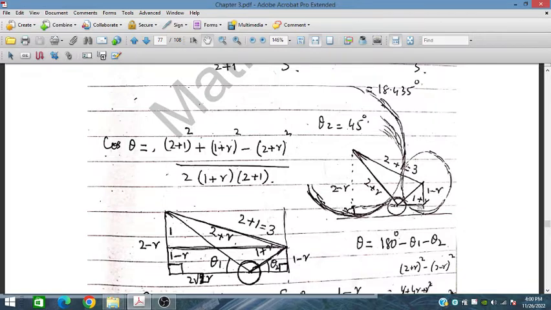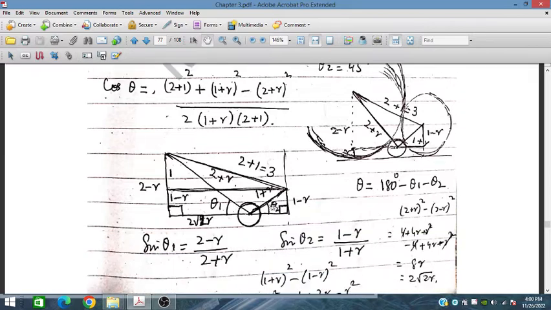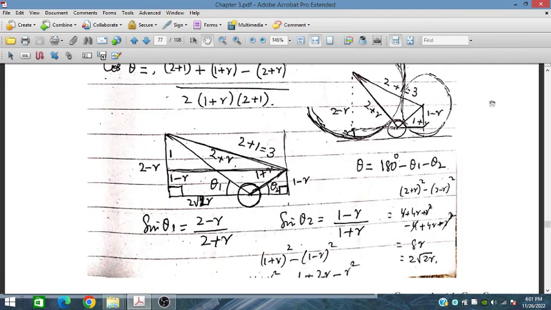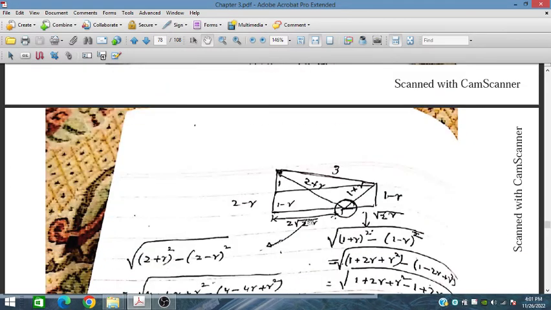So this length has to be obtained. Similarly on this side we have to obtain this length. So this triangle has to be found, and we have the 2 minus r length obtained, and we have to find this length and this length. This is 1 minus r, and this is 1 plus r. This is 3. This information we have concluded from here. Now we have to find this length.